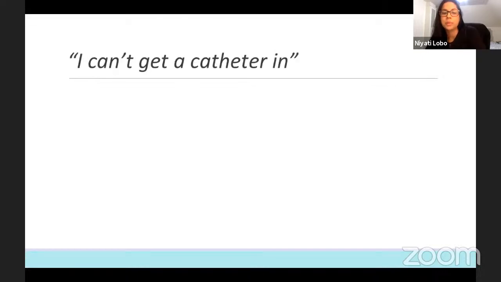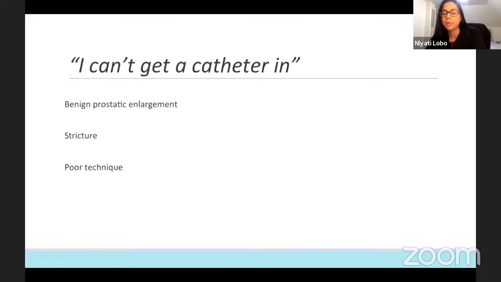The first problem, I can't get a catheter in. Now, there are three main reasons for that problem. The first is benign prostatic enlargement. The next is a stricture. And then finally, there's poor technique. And we'll cover all of these in detail.